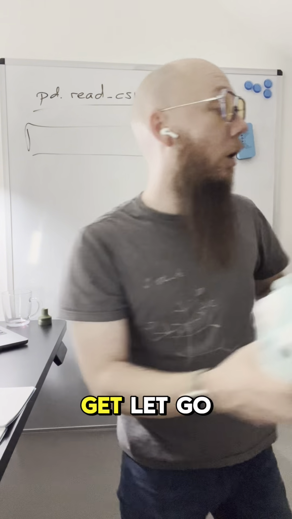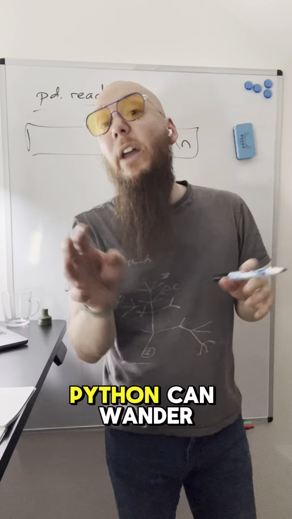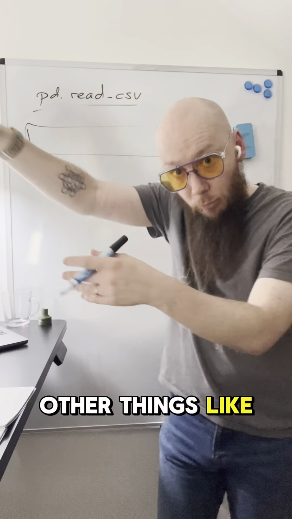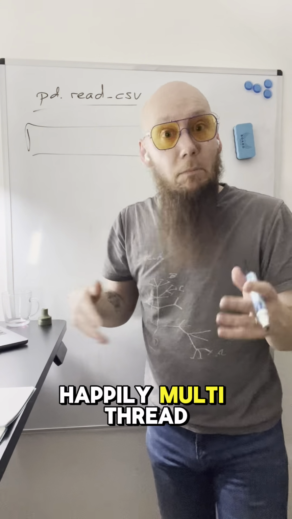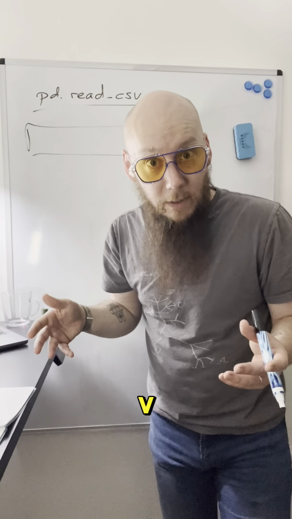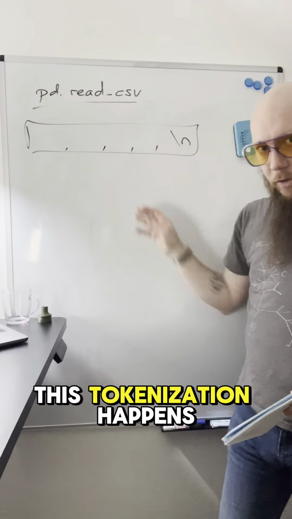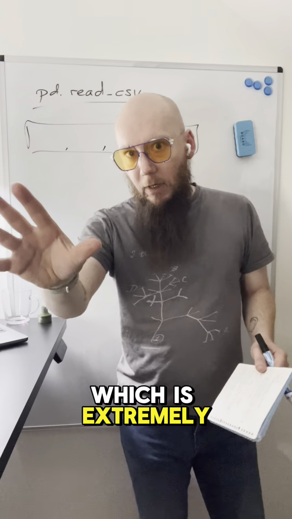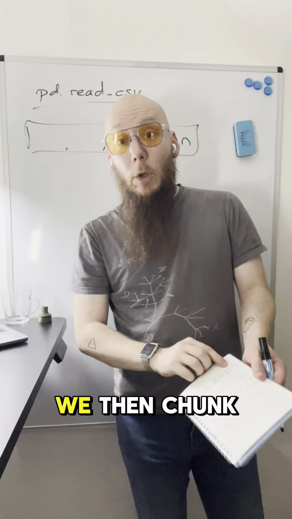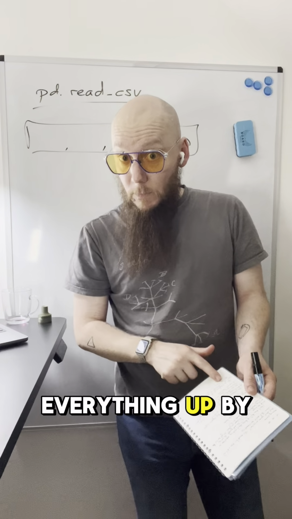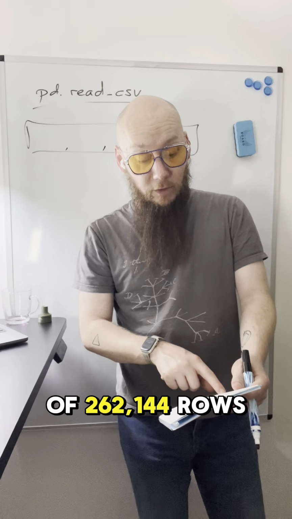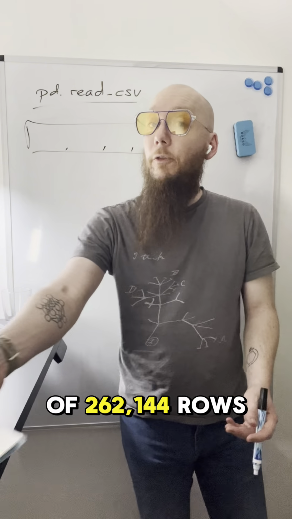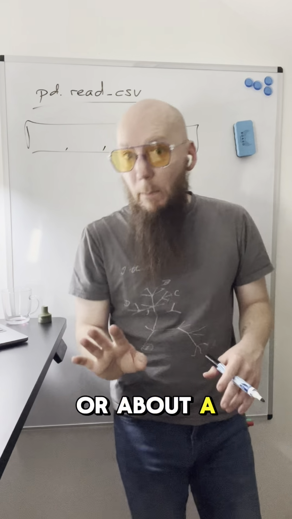However, when we let go of the global interpreter lock, Python can wander off and do other things, like read in other CSVs, which is why you can very happily multi-thread pd.read_csv. This tokenization happens once and only once, which is extremely powerful and makes it very, very fast. We then chunk everything up by default into chunks of 262,144 rows, or about a megabyte.